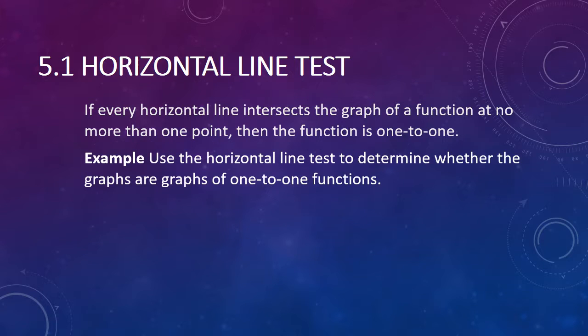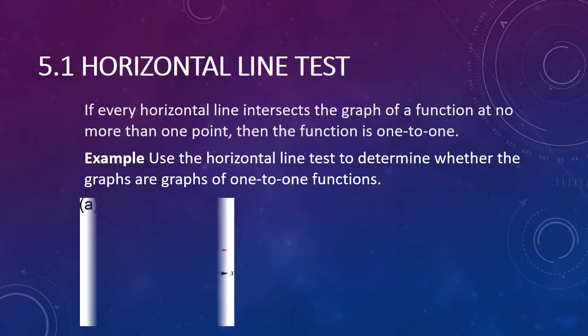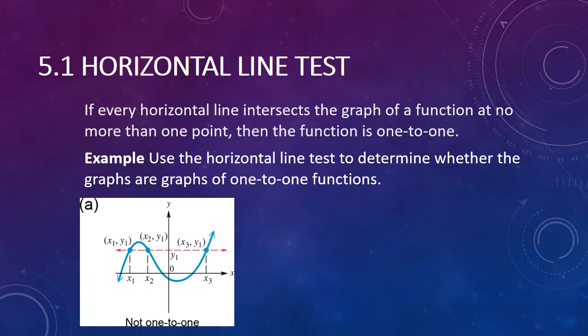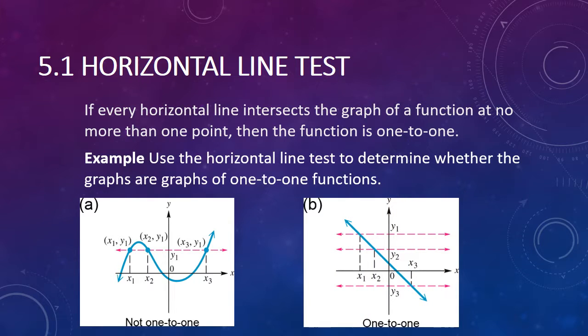Okay, we're going to use the horizontal line test to determine whether the graphs are graphs of one-to-one functions. And here's our first one. And you can tell that this is not one-to-one. There's a red dotted line that goes through, and it actually hits it in 3 points. This is not a one-to-one function. B, on the other hand, is one-to-one. No matter where we draw those red lines, we're only intersecting the line at one spot.